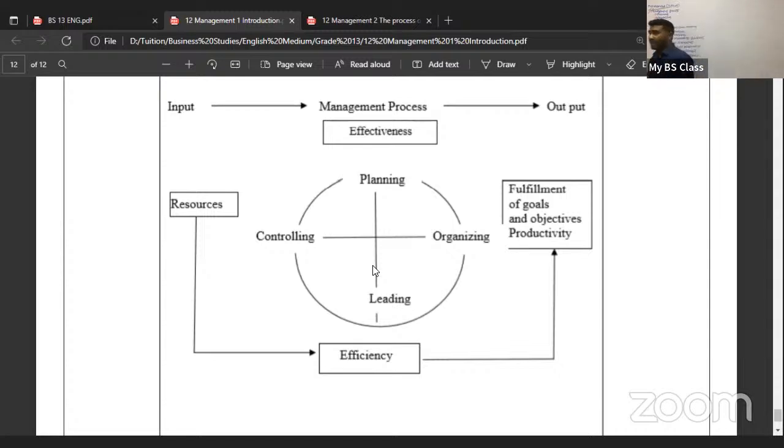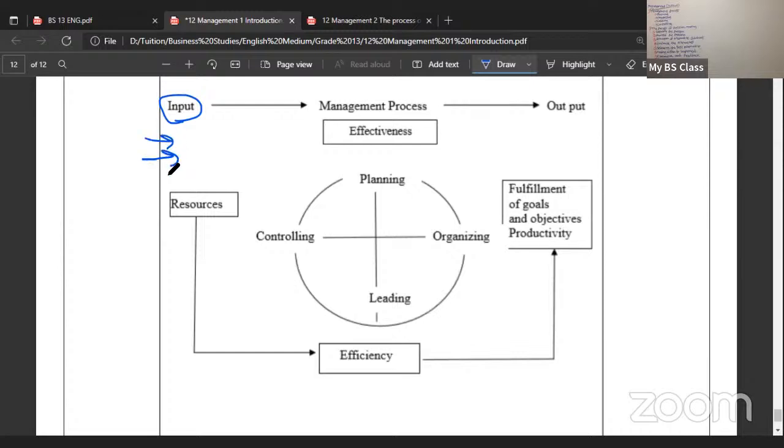Now let's see. Yes, we know that management is a process. When it comes to a process, there should be an input and an output. Now when you say the process of making a cake, the input is all the ingredients, and then you follow the process, and then there's an output. Likewise in the management process, the input is the resources that you need to insert.